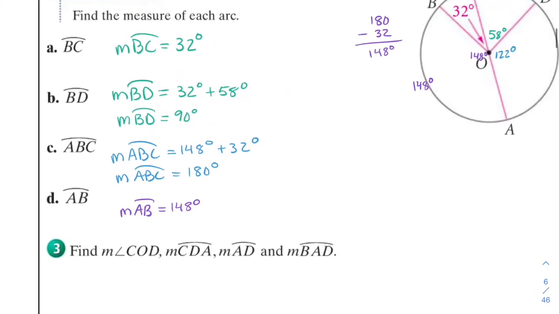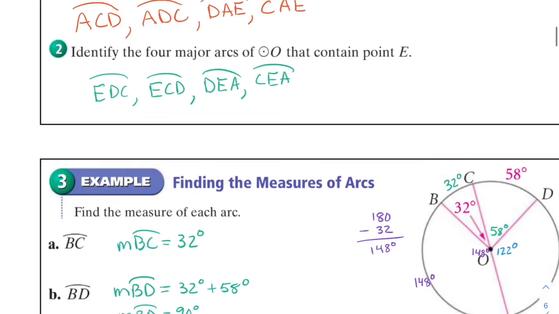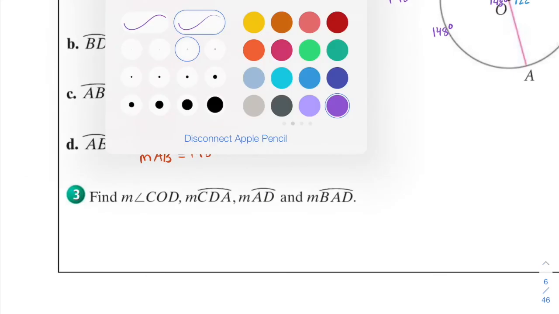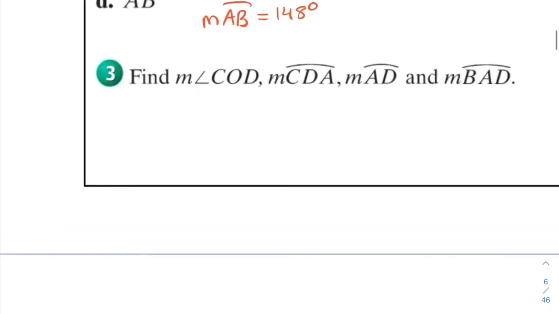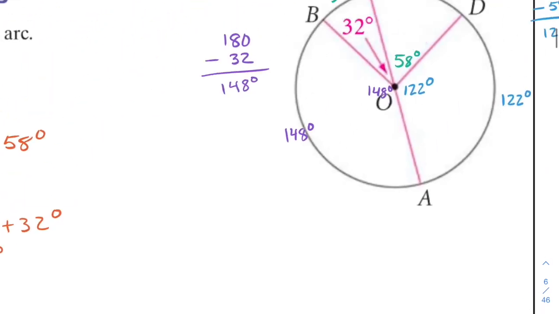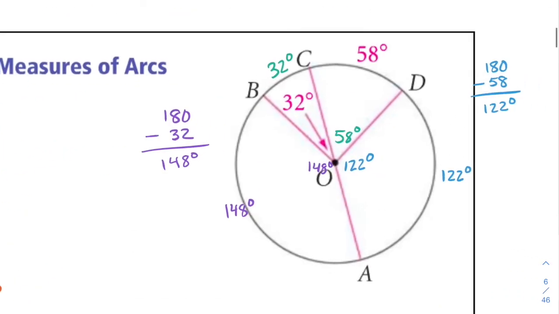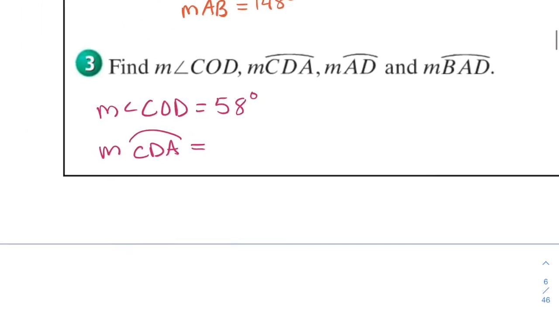You know what? I don't want you to get confused with the coloring here. I'm just going to change this all over to a color I didn't use because they're not correlated to anything. All right, and I will now answer these down here. So the measure of angle COD is equal to 58. The measure of CDA is 180. That's a semicircle right there.